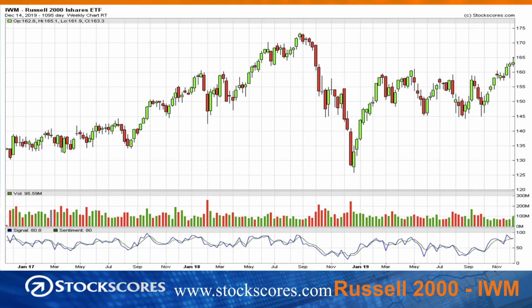Next up is the Russell 2000. And you can see here that we had that recent breakout. I've talked about this for a few weeks, and we're slowly inching our way higher. I think that that's ultimately where we're going to go. And so small caps continue to be a decent place to look for opportunities.